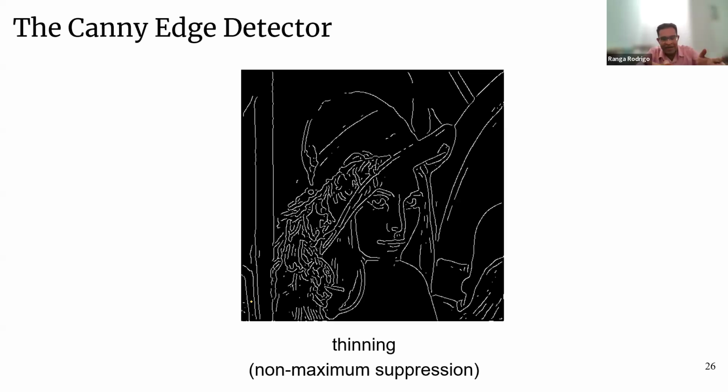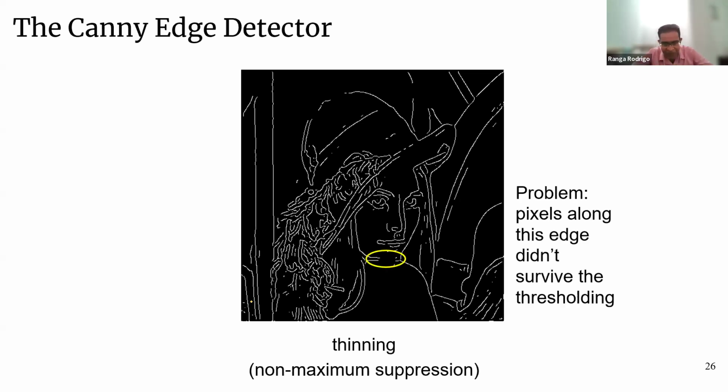But unfortunately, the edges are not continuing. They have been broken. We don't like that. With this kind of problem, pixels along the edges didn't survive thresholding. Therefore, we had to do something called hysteresis. This means something like this.